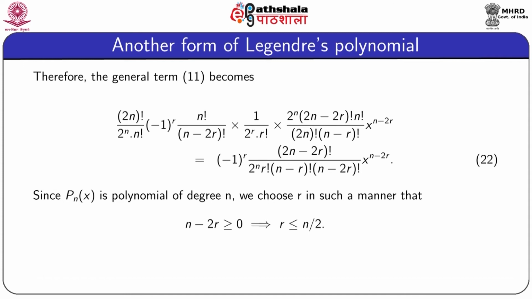If we now put all these simplified terms together, the general term 13 gives the expression in equation number 25, which is minus 1 whole to the power r, 2n minus 2r factorial divided by 2 to the power n into r factorial into n minus r factorial into n minus 2r factorial, x to the power n minus 2r. Since P n of x is a polynomial of degree n, we choose r in such a manner that n minus 2r is always greater than or equal to 0, which implies r is less than or equal to n by 2.